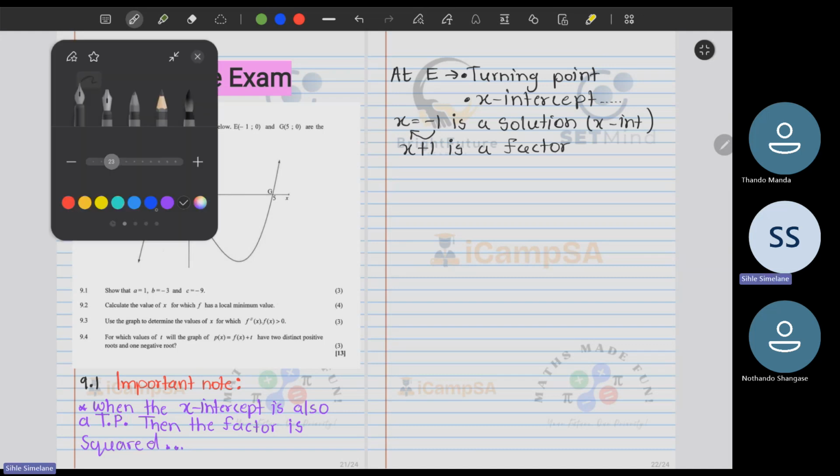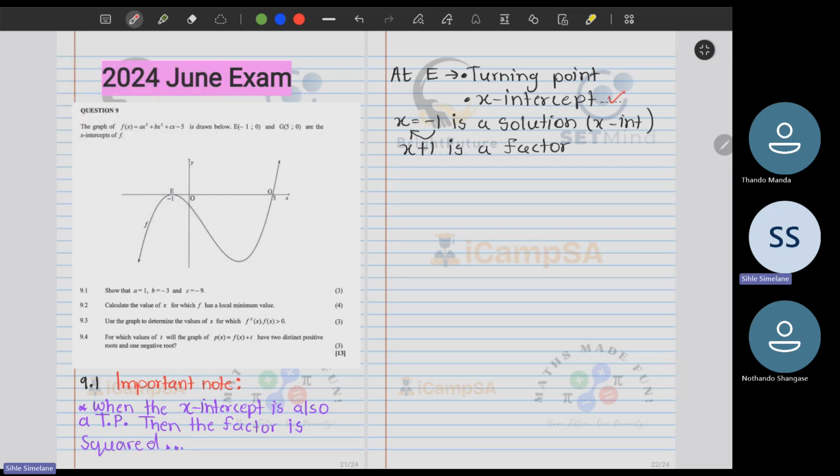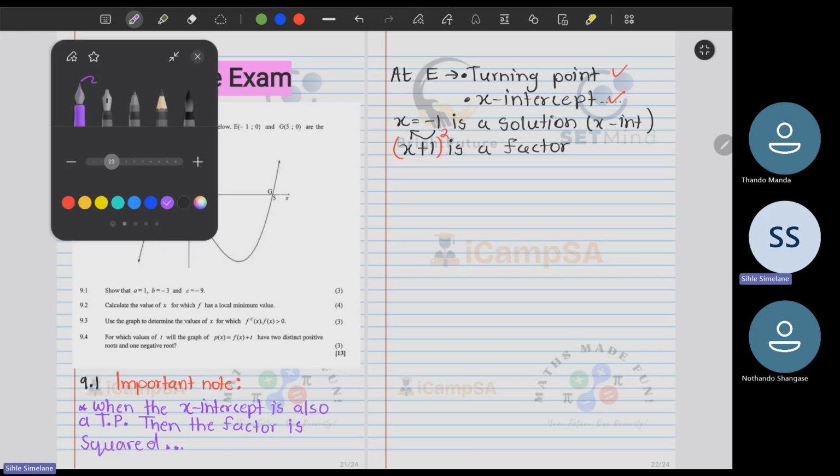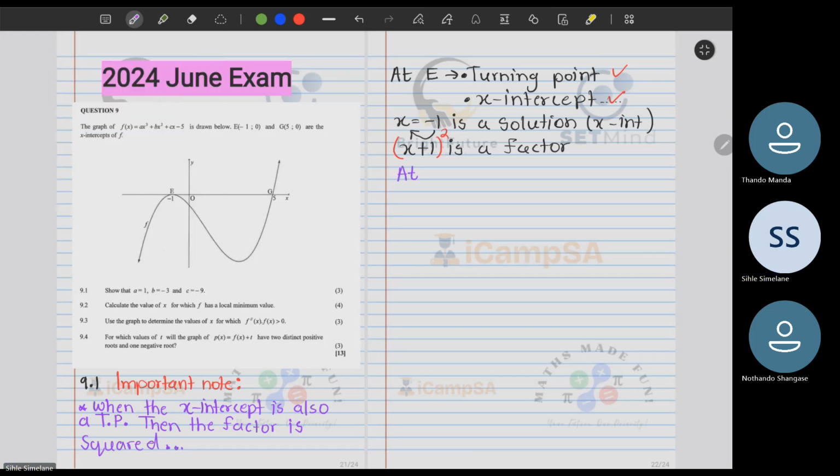But because our x-intercept is also a turning point, therefore it becomes a square, meaning we are only left with one factor now. But if you look carefully at G, we are given it to be the x-intercept. And the value of the x-intercept there, look at G, it is 5, the x value is 5. So that means we can look for the factor. What is going to be the factor at point G, guys, if x is 5?